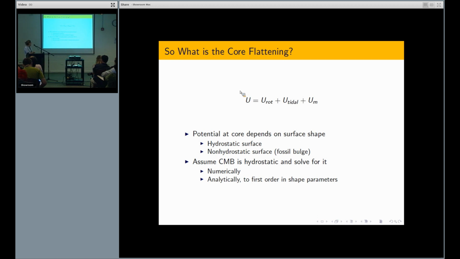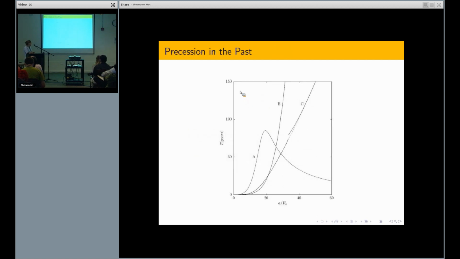All right, so assuming that the core-mantle boundary is hydrostatic, we solve for what the shape would be, both numerically and analytically, and check that they match. And here are the results that we get. So this is showing the semi-major axis again, starting from very close to the Earth and moving out to 60 Earth radii where we are today. And then this is showing precession period from 0 to 150 years.